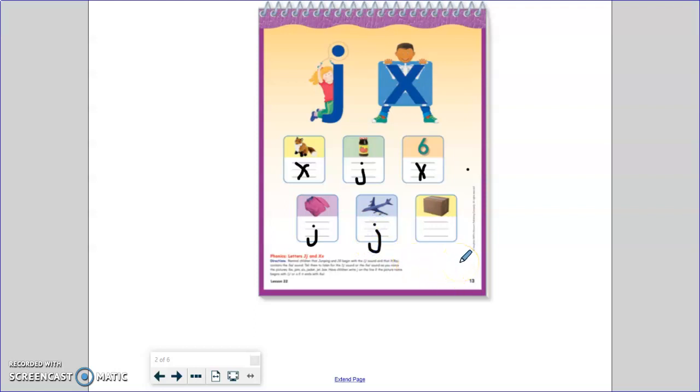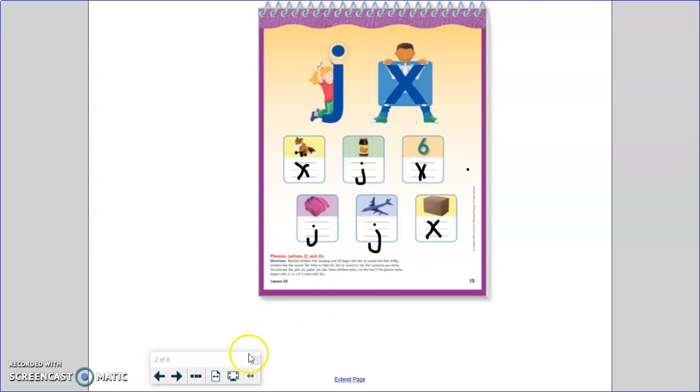Last one, I see a box. Which sound do you hear in the word box? Do you hear a J in the word box? No. Do you hear an X in the word box? Yes, again, it's the last sound in that word. So we're going to write the letter X because we hear the X sound. Great job.